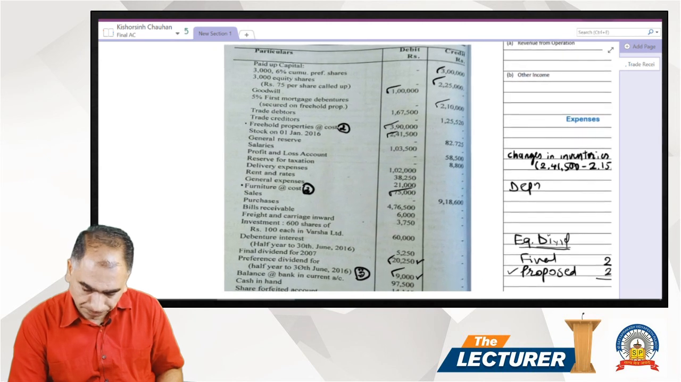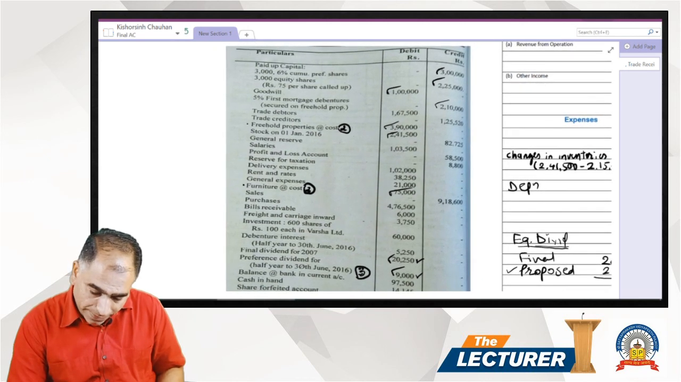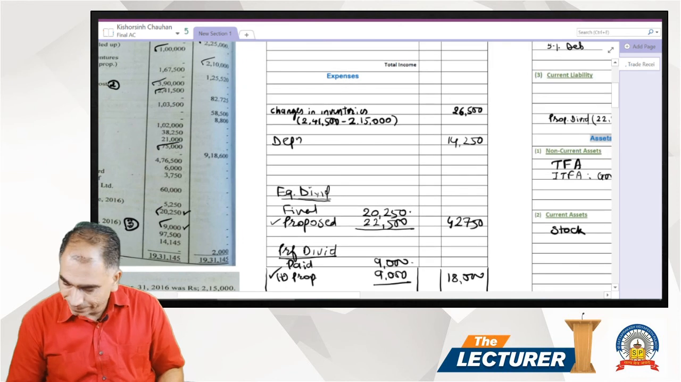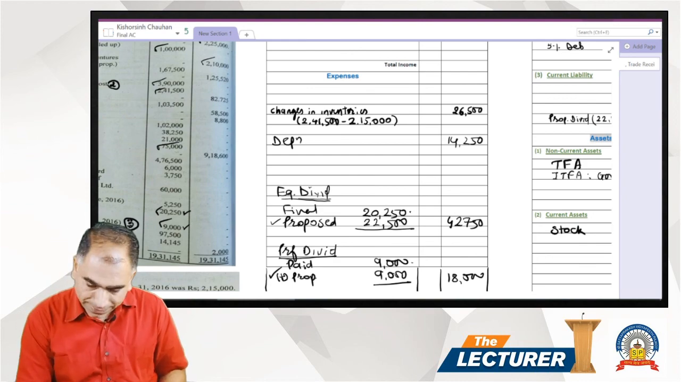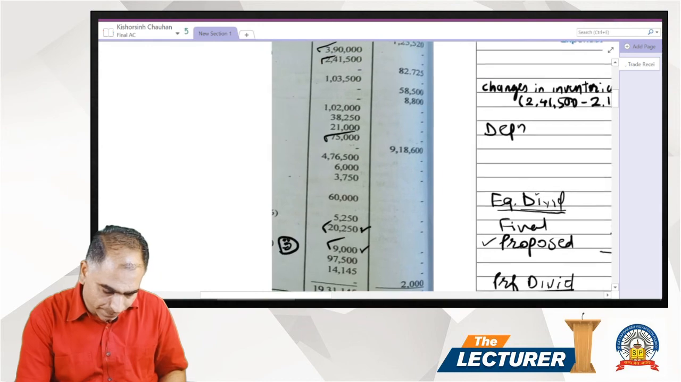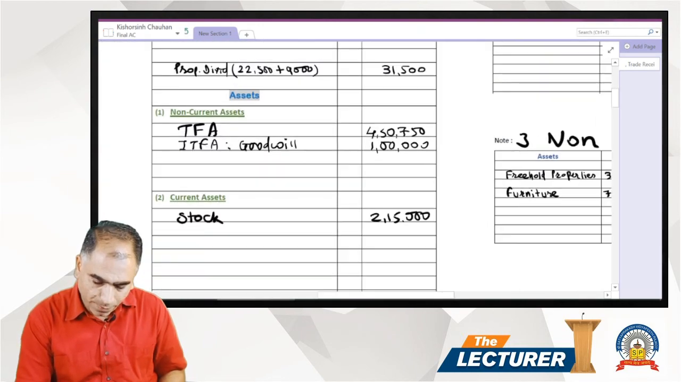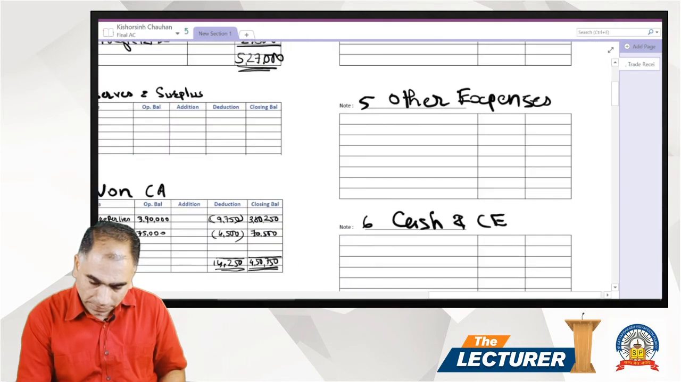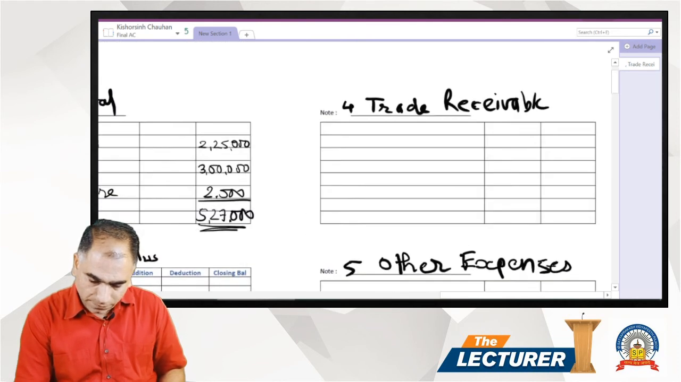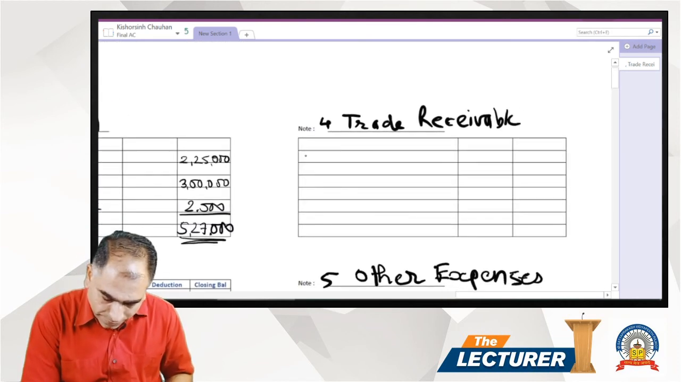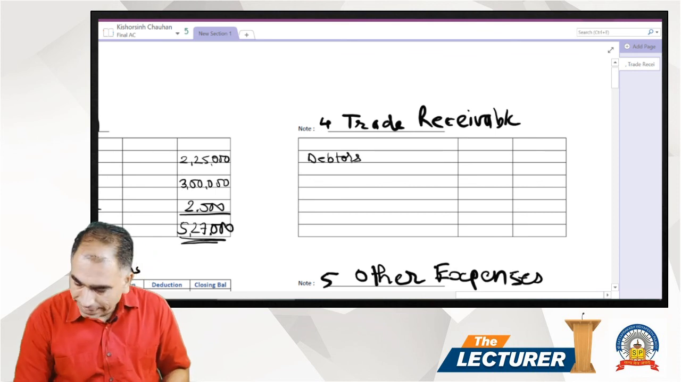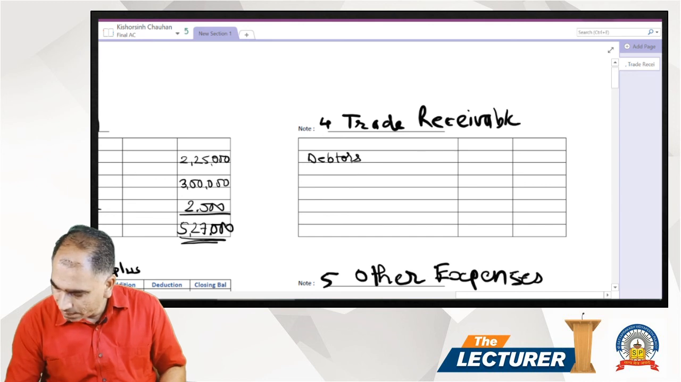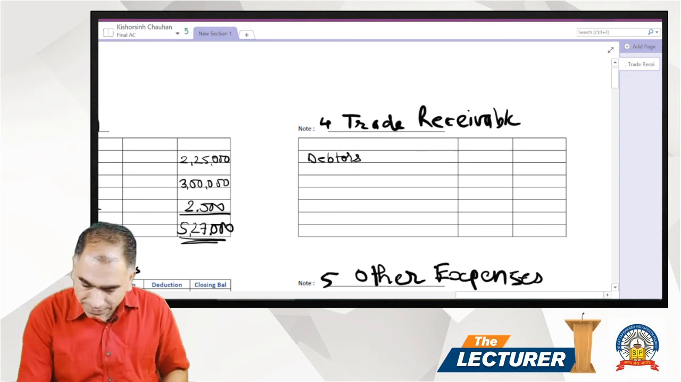So debtor is a part of the current asset. For that we have prepared a separate trade receivable, in which we write debtors amount, it comes to 167,500.